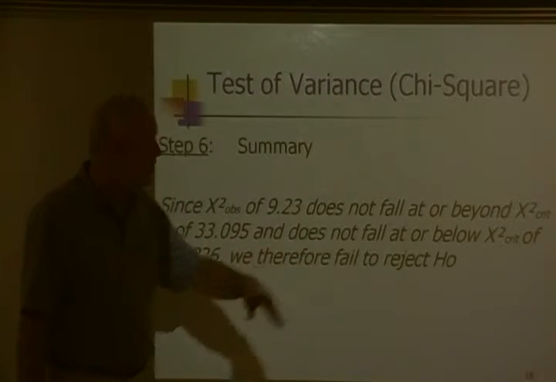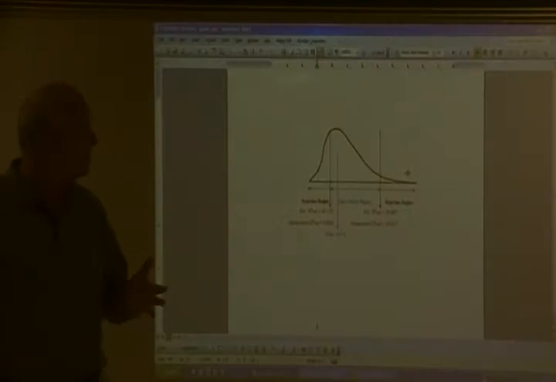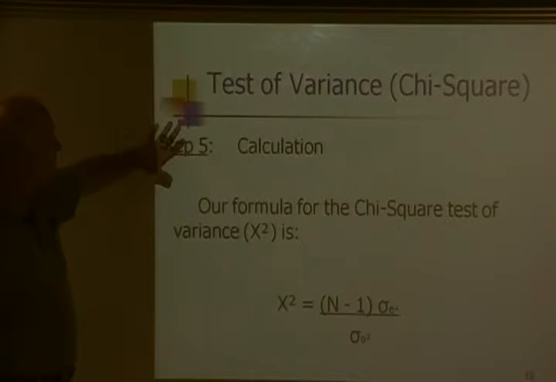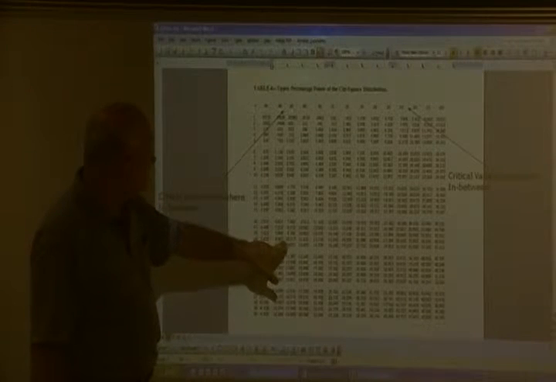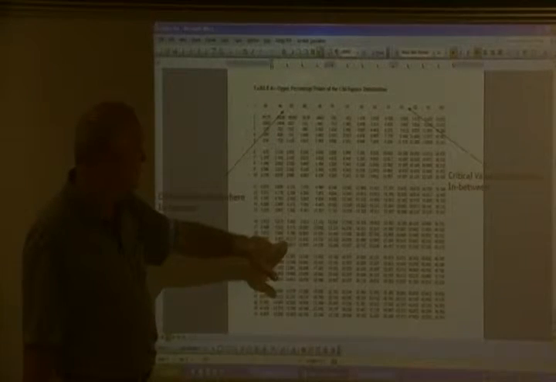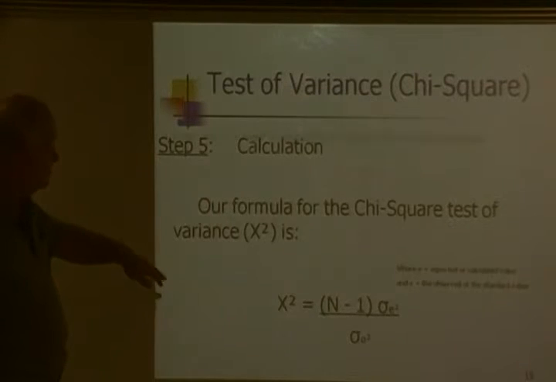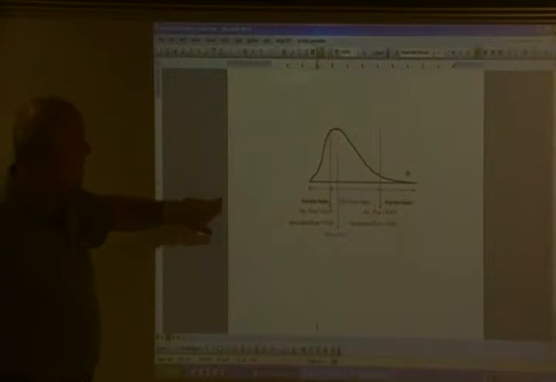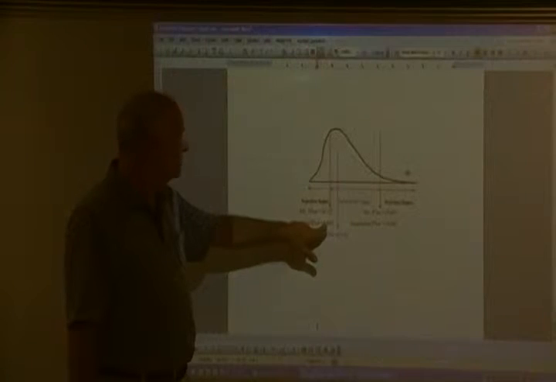not fall at or below chi-square critical of 8.826, we therefore fail to reject the null hypothesis. So when we go back and look at our chart, 9.23 at 19 does not fall below the number here, and so we fail to reject the null hypothesis. All right? So 9.23 does not fall there.